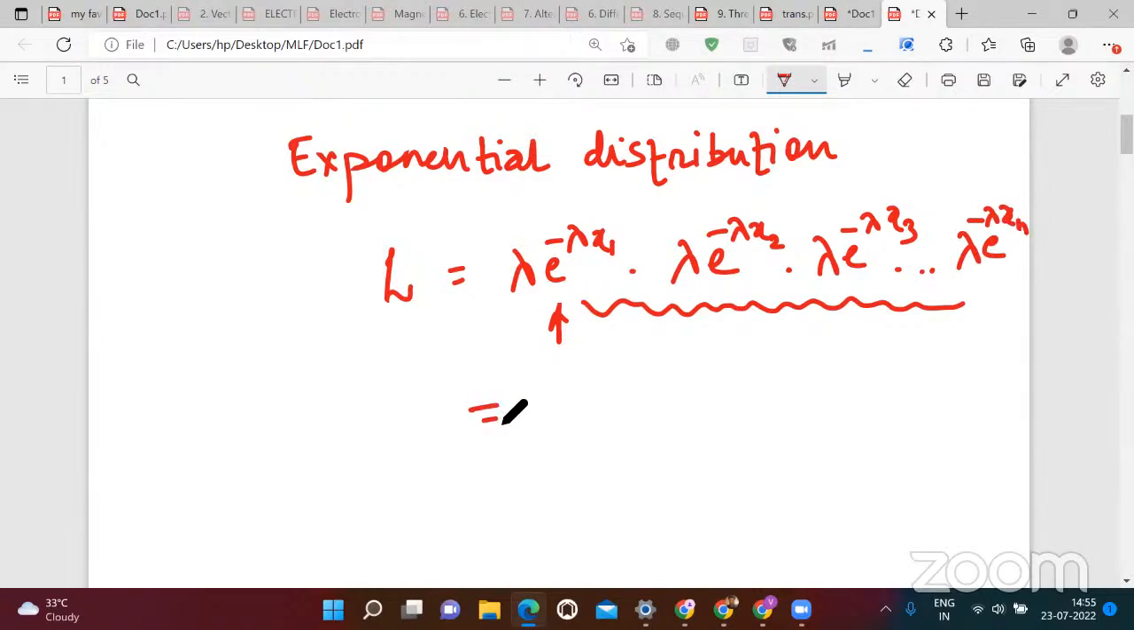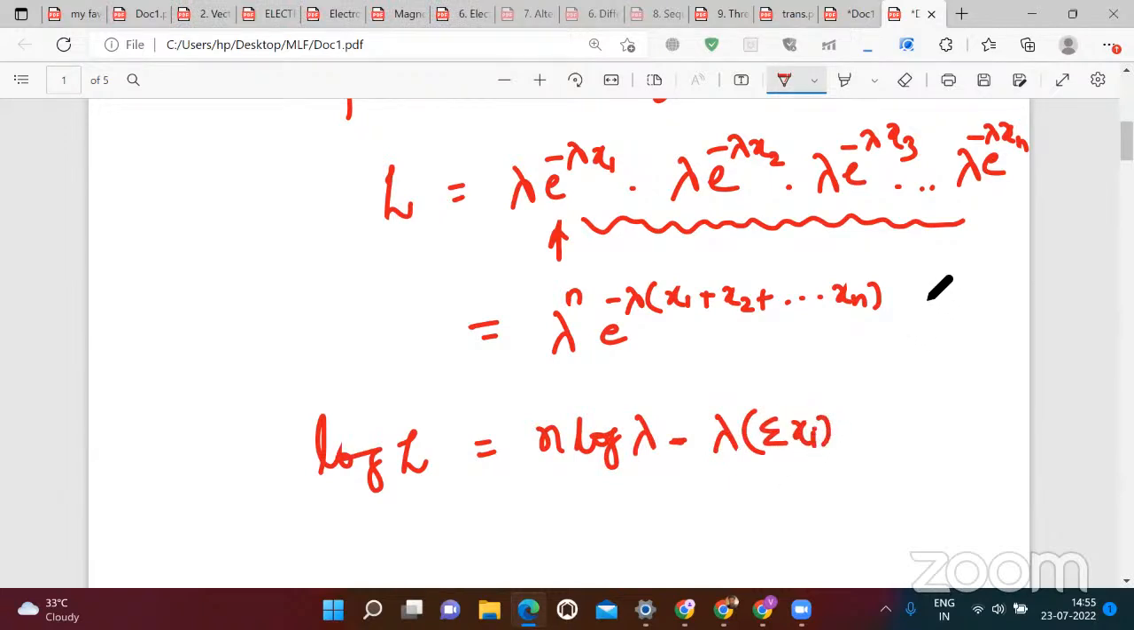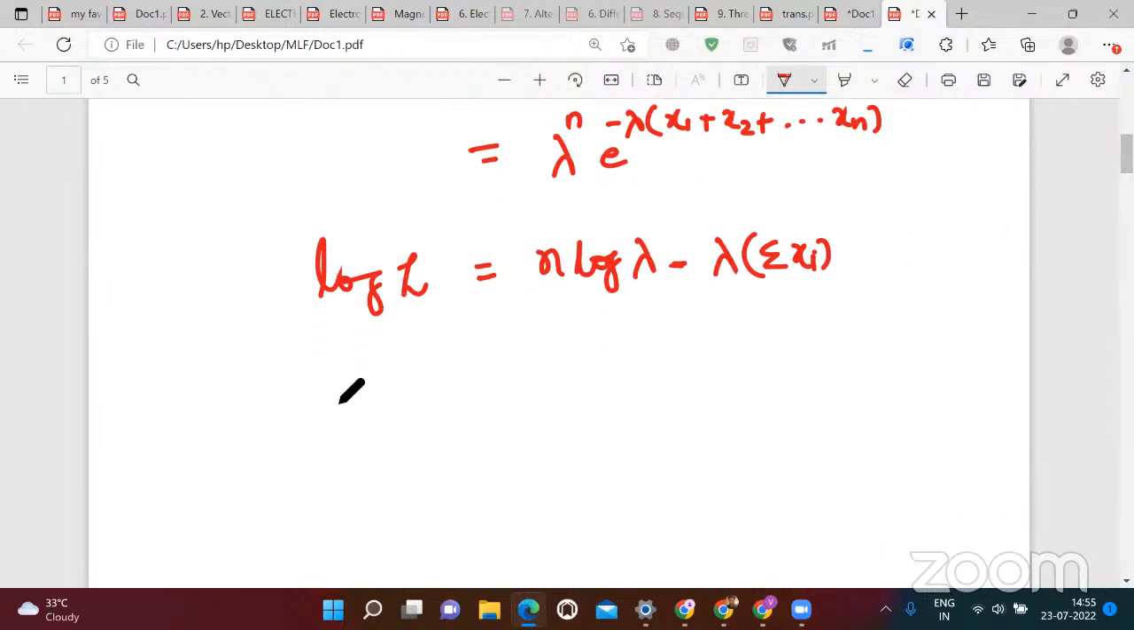Okay. So this equals lambda to the power n e to the power minus lambda bracket x1 plus x2 plus till xn, right? If I take log on both sides, that will equal n log lambda minus lambda summation of xi, right? This is what we get. This you can maximize, you can just differentiate it and equate it to 0.